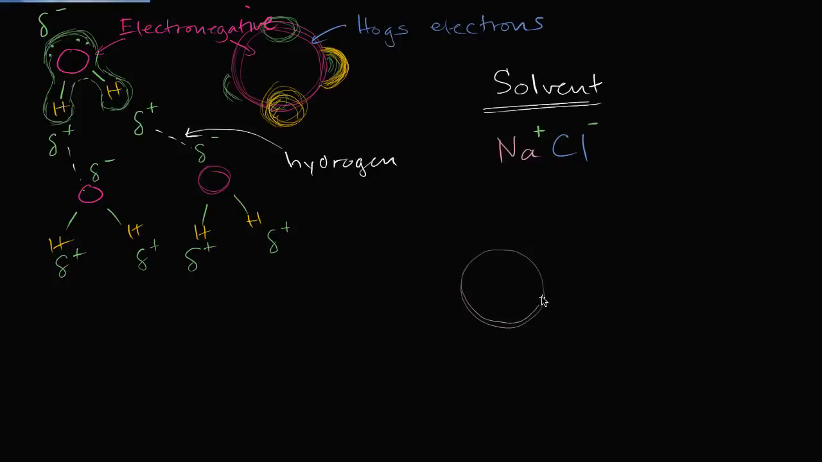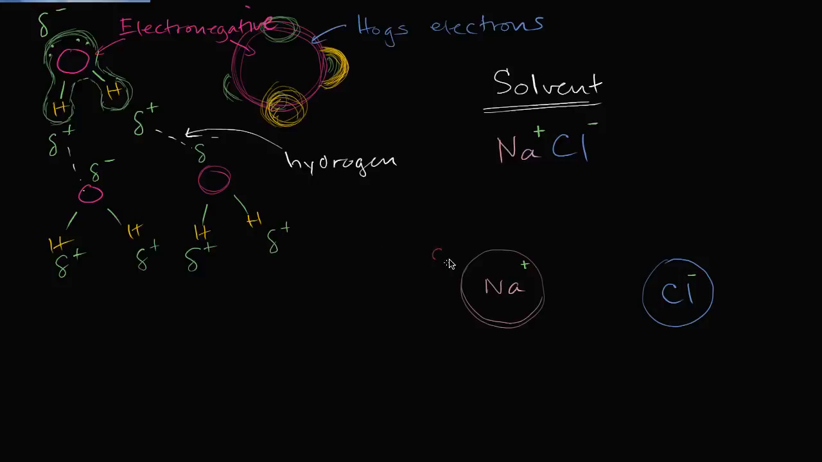So if this is the sodium right over here, it has a positive charge. And then this, if this is the chloride right over here, it has a negative charge. What's going to happen if you put it inside of the water? Let me do that negative charge in the green. What's going to happen when you put it inside of water? Well, you can imagine. The negative ends of the water molecules are going to be attracted to the sodium ion. So it's going to look something like this.